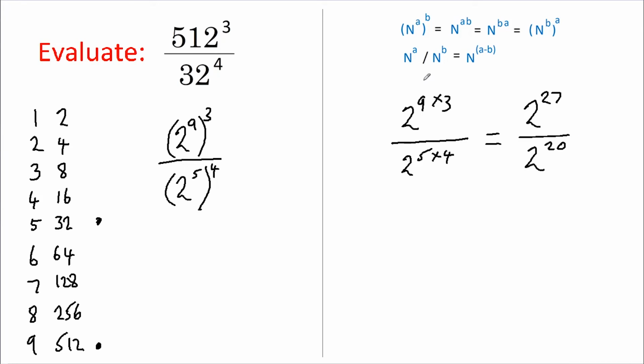Now we also have this rule. This says if we have a number raised to a power and we divide it by the same number raised to a different power, then we simply get that same number raised to the difference between the powers. So this becomes 2 to the power of 27 minus 20. In other words, the answer is 2 to the power of 7.